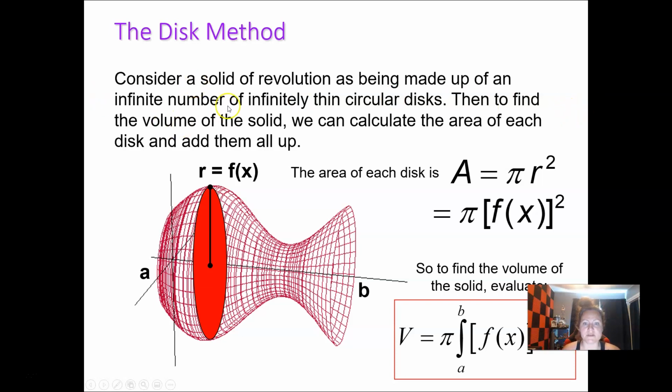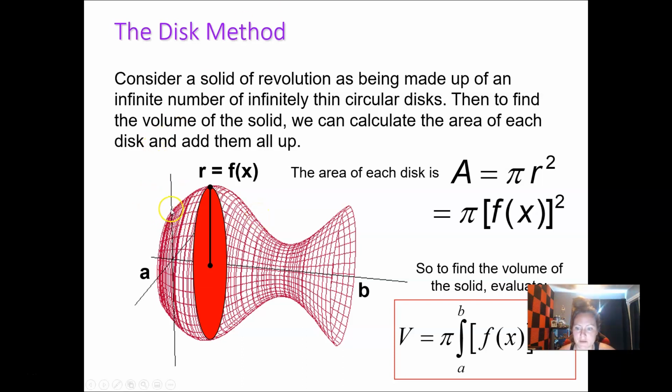So to find the volume of the solid, we can calculate the area of each disk and then add them all up, okay? So in here, we rotated it, right? So it created this circle, all right? So the area of each disk is area equals pi r squared. It's a circle, okay? And then we would need the radius, right? So the radius is the y value of the function, right?